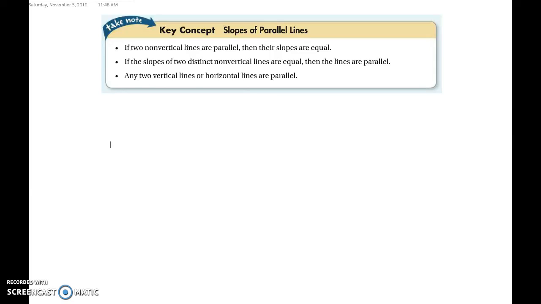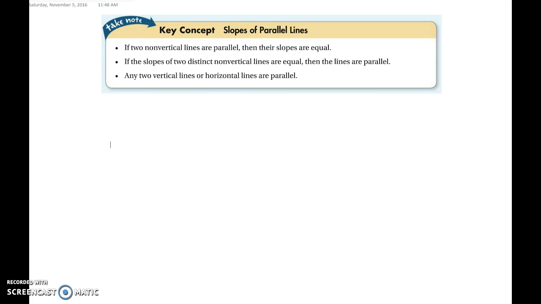All right, so now we are going to move on to the last section of Chapter 3, and that is Section 8. In Section 8, we're going to talk about parallel and perpendicular lines, and I'm going to break this up into two separate videos. So one video will be just parallel lines, and then the other video will be perpendicular.